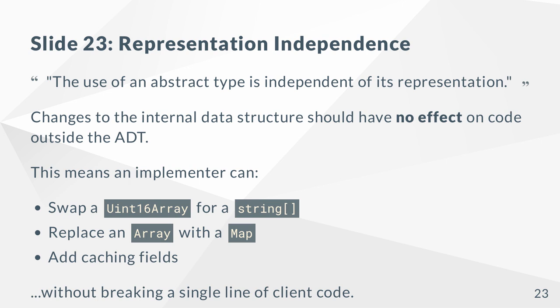But this only works if the representation is kept private. The moment a client accesses a field directly, that field becomes part of the public contract, and changing it breaks the client.